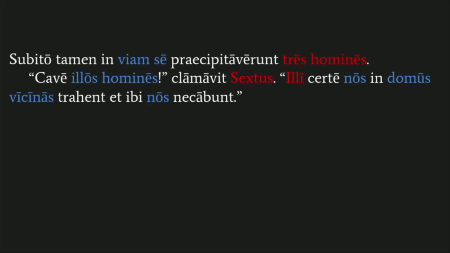Then we have subito tamen, in viam se praecipitaverant tres homines. So suddenly, however, three men, tres homines, se praecipitaverant, it's perfect tense, you can tell by the V and the erant ending. They hurled themselves, or rushed, you could say. Se praecipitare means to hurl yourself, literally, but it means they rushed out is kind of the idea, into the street, in viam. Cave illos homines, clamavit Sextus. So he says, Cave, watch out for those men, right? Beware those men is what Sextus shouted.